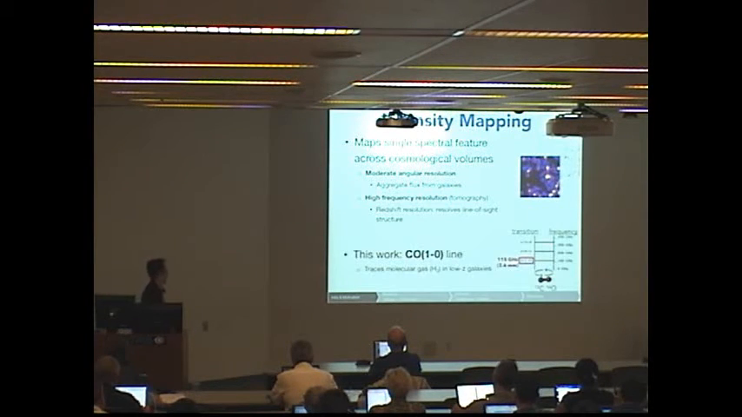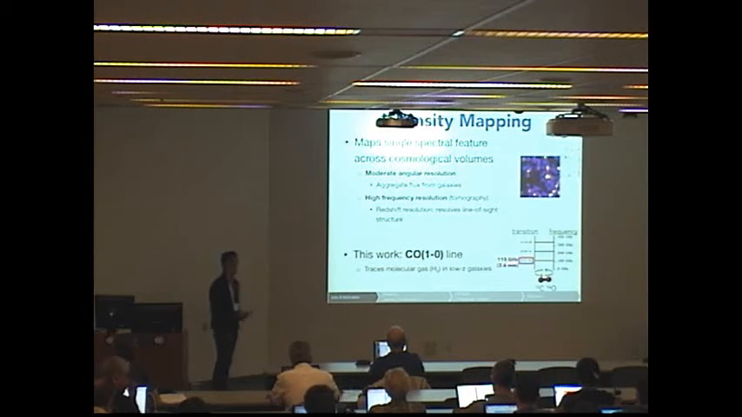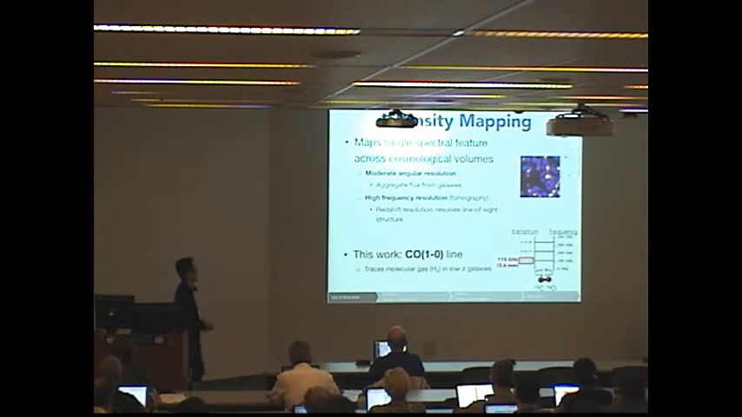And in this work, I'll be focusing on the CO(1-0) line. And this is the transition between the two lowest energy rotational levels of the CO molecule. And briefly, we've heard this before, but the significance of this is that it simply traces molecular gas, at least in low redshift galaxies, and we hope in high redshift galaxies as well.